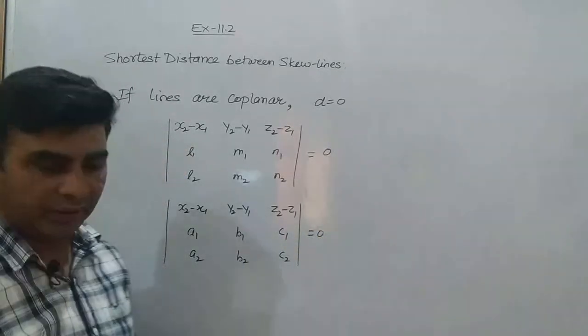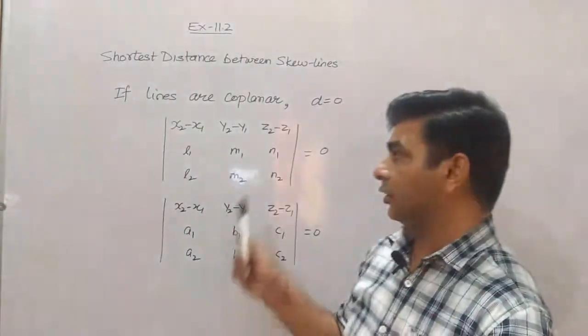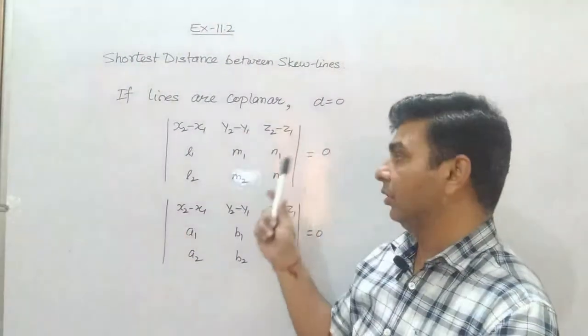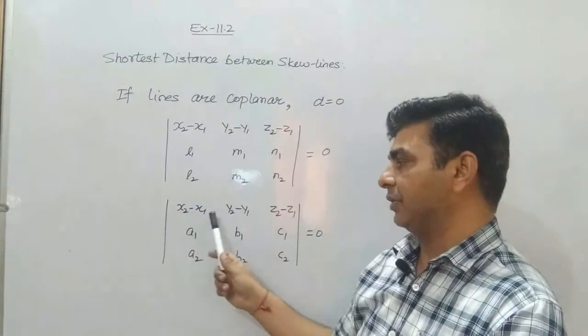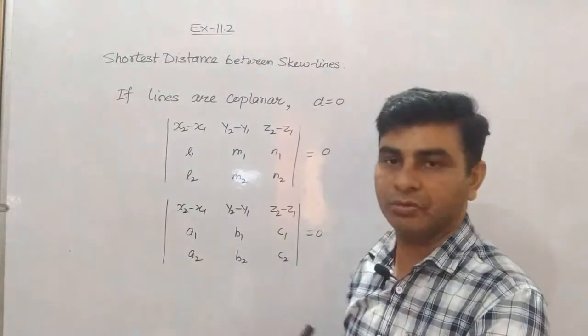So in case whenever lines are coplanar, it implies the shortest distance will be equal to 0, and this can be written as your x2 minus x1, y2 minus y1, z2 minus z1, with a1, b1, c1, a2, b2, c2 is equal to 0.